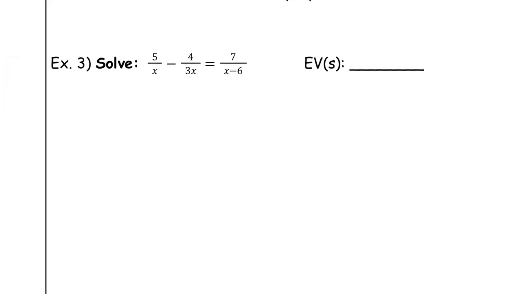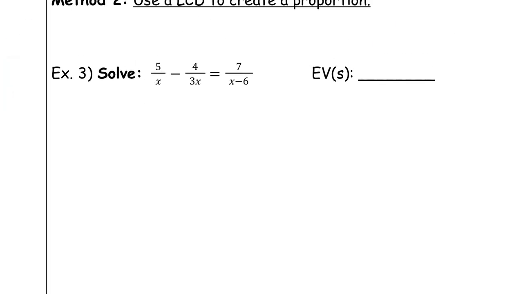Okay, so now we're going to do it the way I just talked to you about, which is going to be the least common denominator. Okay, let's start off with our excluded values. What can x not equal? 0 and 6. That's it.